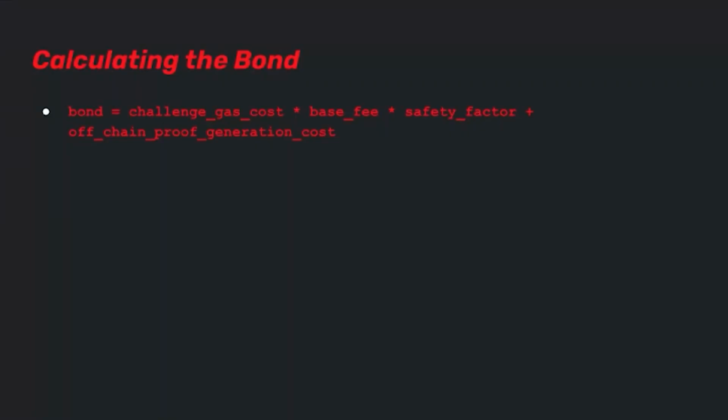And so, calculating the bond. We touched on this whenever Mark made his presentation, but this is a more in-depth version of how we currently have the bond calculation set out. First of all, you have the challenge gas cost. This is the amount of gas that it's going to cost to create your counterclaim in the dispute game contracts, multiplied by the base fee, which is the current L1 base fee at the time of the creation of the counterclaim, times this thing called a safety factor, and then plus the off-chain proof generation cost.